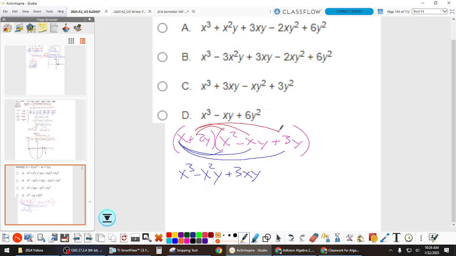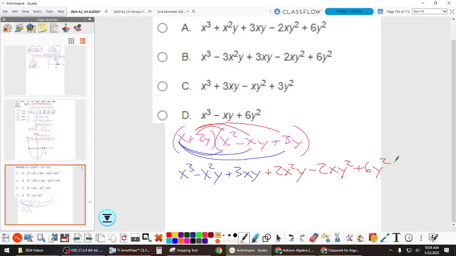Okay, now we need to do the same thing with the 2y. So 2y times x squared, 2x squared y would be how you'd write that. 2y times negative xy is negative 2xy squared. So again, the x comes first, and then y times y is y squared. 2y times 3y is 6y squared.